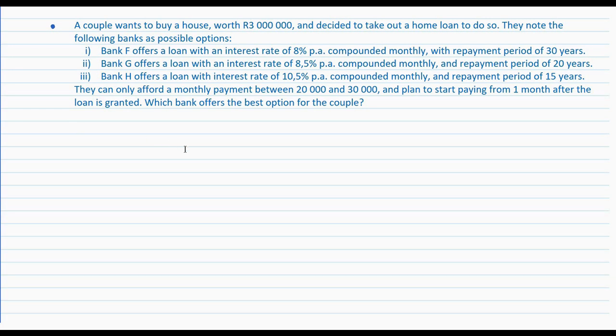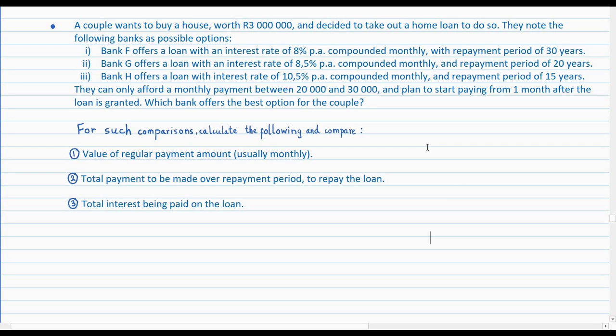Okay, there's a lot of information here, so we'll assess one bank at a time. For such kind of comparisons, you should calculate the following for all the different options and compare them to each other to guide your decision. First, the value of the regular installment, which will usually be on a monthly basis. Second, the total amount you pay over the repayment period, meaning the sum of all the monthly payments. And lastly, how much interest you're paying on the loan. So let's start off with Bank F.